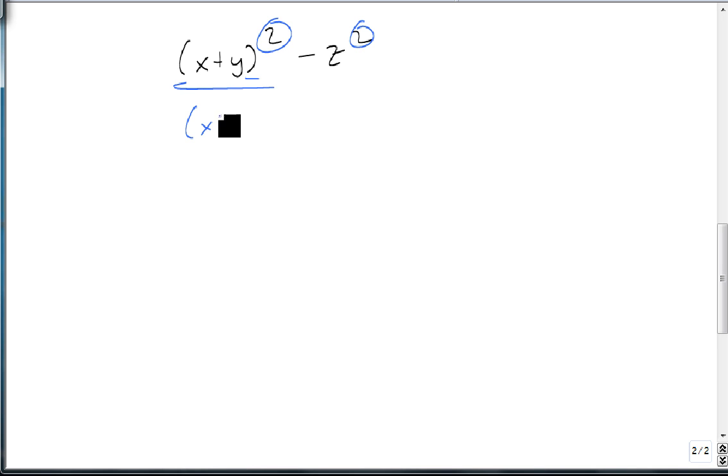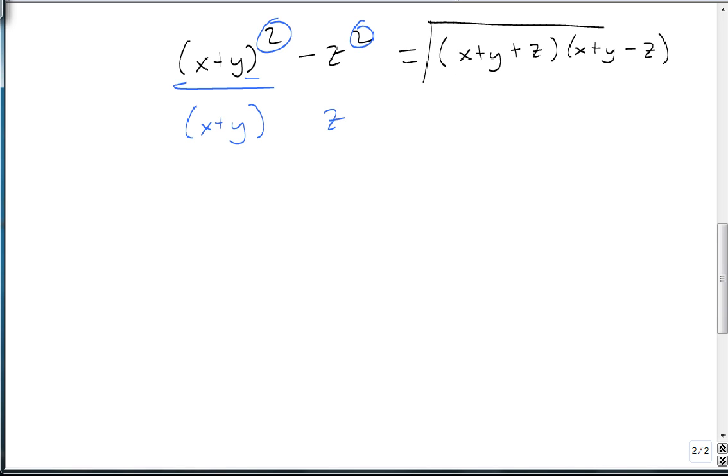Well, sometimes the problems get even harder than that. Suppose we have x plus y squared minus z squared. Notice that because of the parentheses, this is, in fact, a difference of squares. X plus y from this one, and z from this one. So our answer becomes the first plus the second times the first minus the second. And here is our final answer. And I could have put parentheses in here, but unless they're needed, we don't like them, so we can get rid of those innermost parentheses and just keep the outer ones.